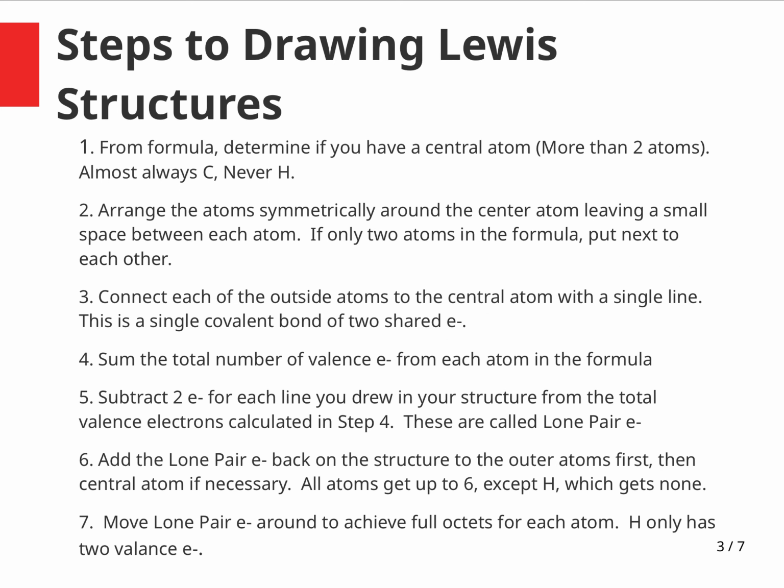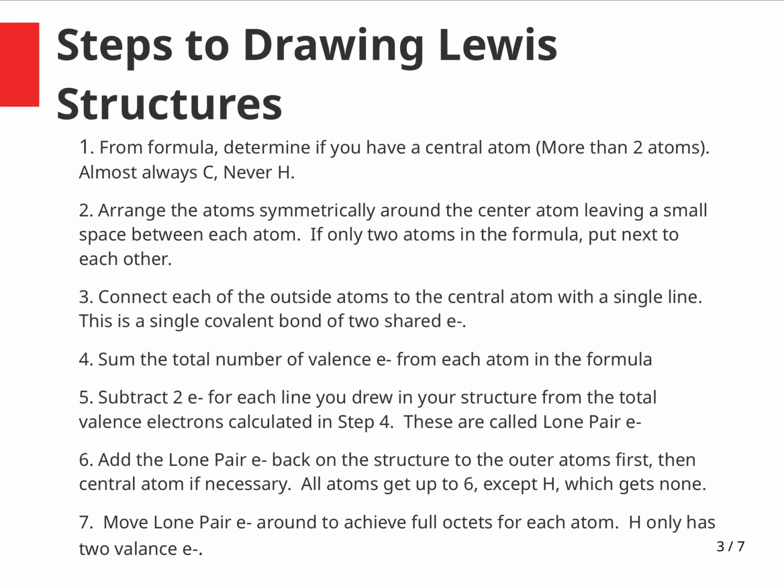I'm going to teach you how to draw Lewis structures through a set of sequential steps. Following the steps will always get you the correct Lewis structure. Step 1. From your formula, determine if you have a central atom. Basically, if you have more than two atoms, you're going to have a central atom. So for example, CO2 has 3 atoms, 1 carbon, 2 oxygen. Therefore, one of those atoms is going to be the central atom.